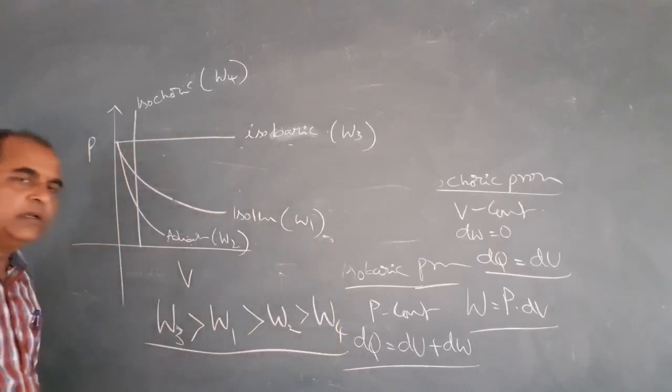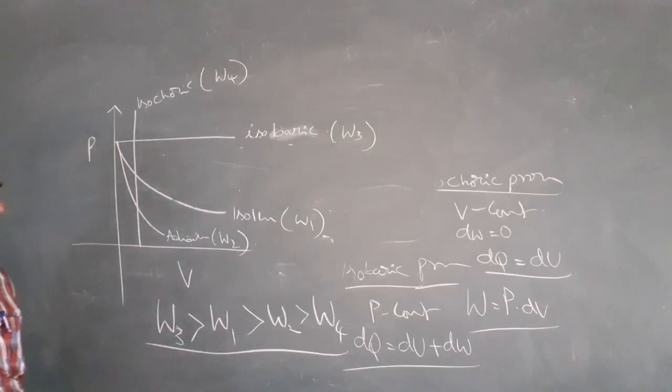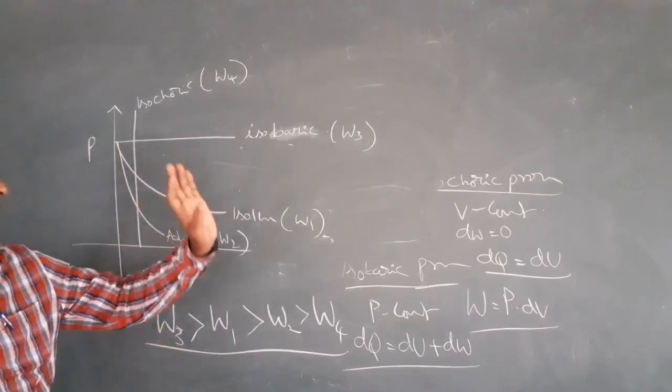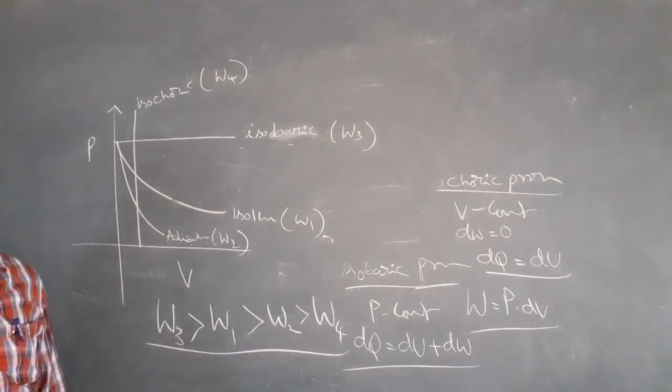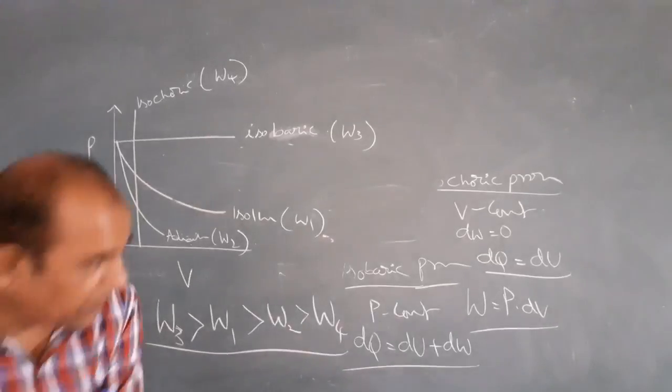This problem is a very important model. So work done is maximum in the isobaric process and minimum in the isochoric process. In the isochoric process, work done is 0.